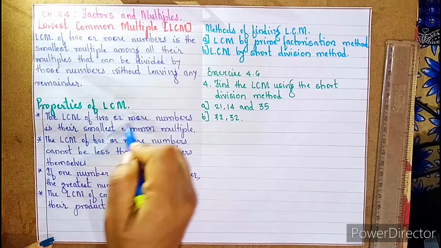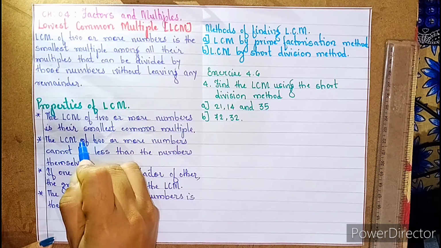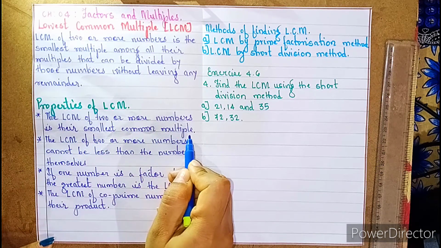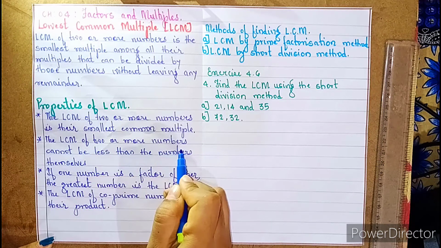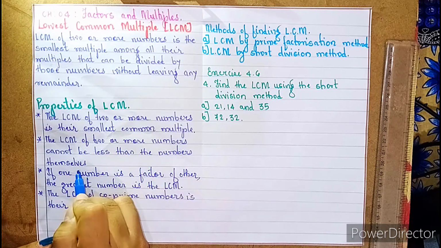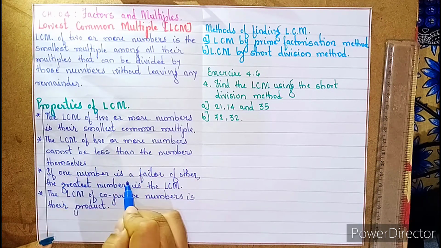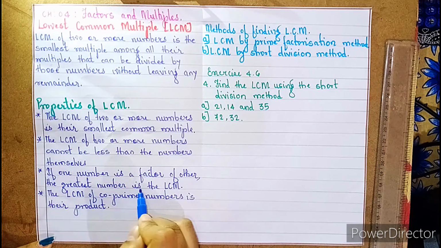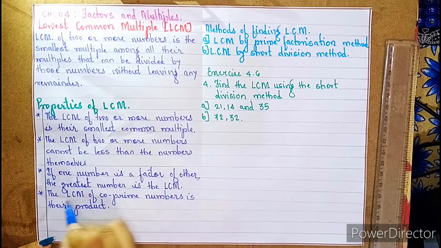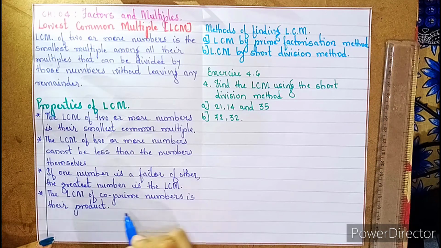The LCM of two or more numbers is their smallest common multiple. The LCM of two or more numbers cannot be less than the numbers themselves. If one number is a factor of the other, the greatest number is the LCM. The LCM of coprime numbers is their product. So these are the properties of LCM which will help us to solve the problems.